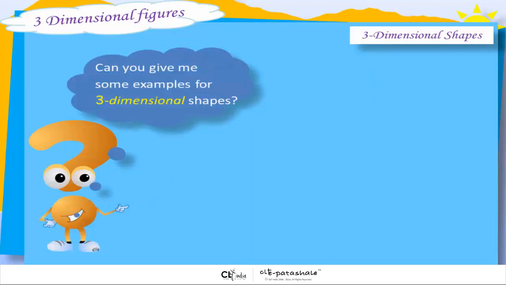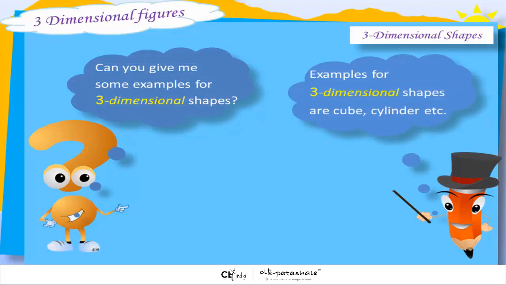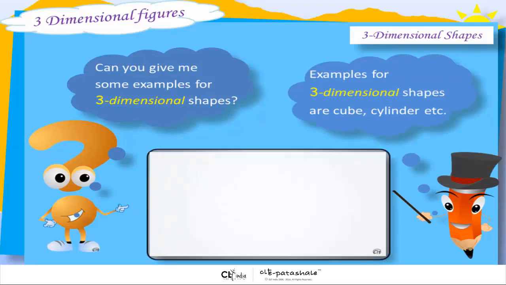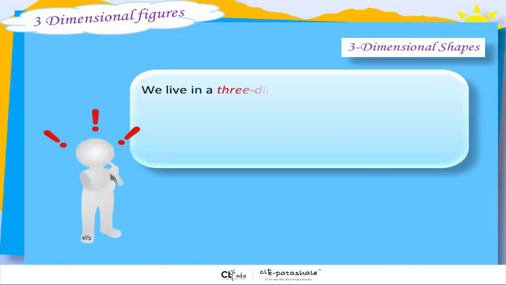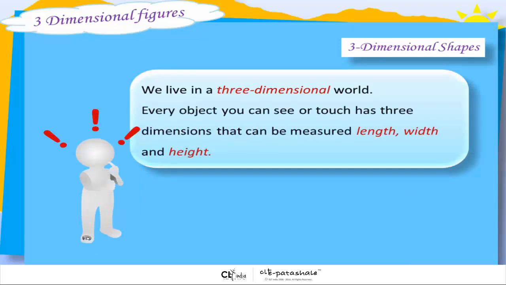Can you give me some examples of three-dimensional shapes? Examples for three-dimensional shapes are cube, cylinder, etc. We live in a three-dimensional world. Every object you can see or touch has three dimensions that can be measured: length, width, and height.